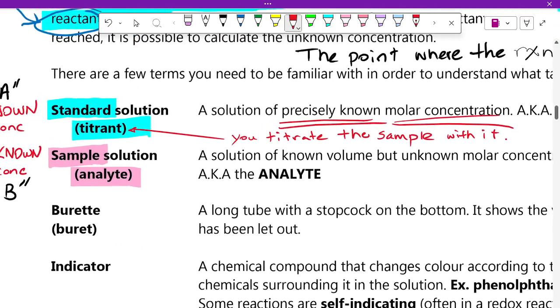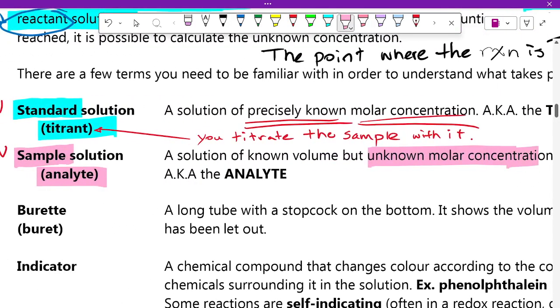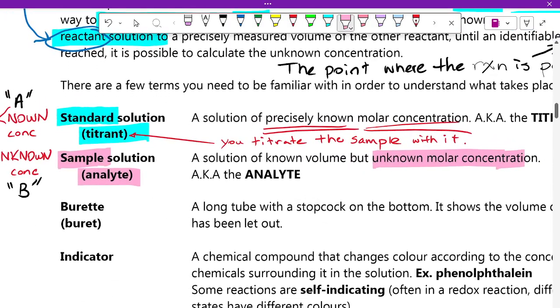And remember, is the sample known or unknown? The sample is unknown. But when it says standard solution, it means known solution. Known volume, but unknown molar concentration. Okay? You can't know nothing about it, otherwise it doesn't work. We have to have enough information that we can solve. The sample, which is the unknown, is also known as the analyte because it is the solution we are analyzing.